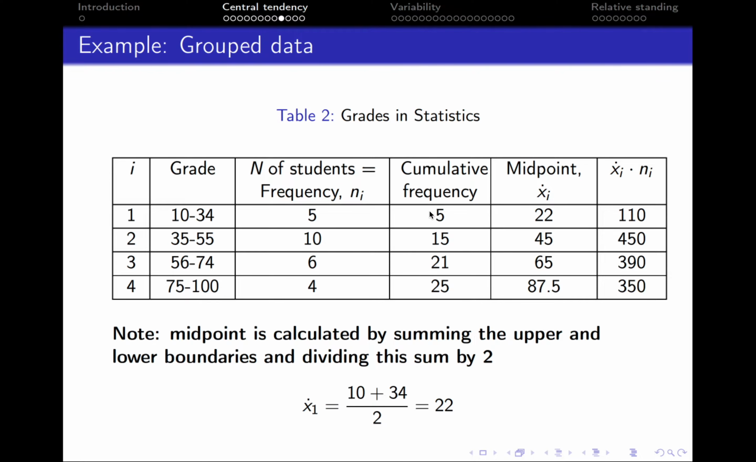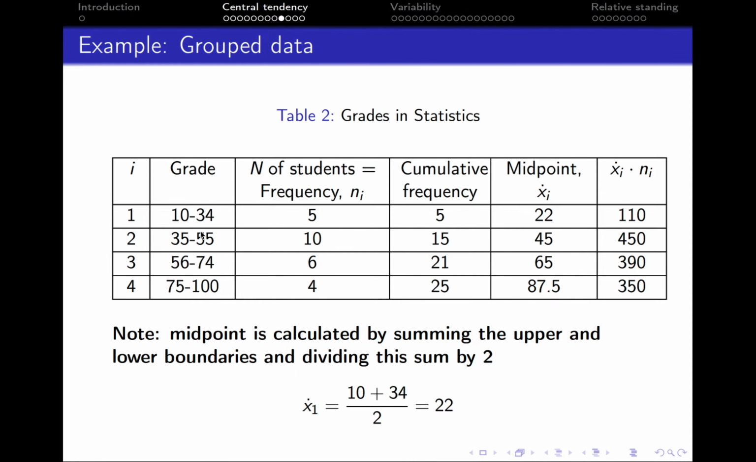After we've calculated cumulative frequency, we can move to calculating the midpoint. To calculate the midpoint, you can use this note below, which says that the midpoint is calculated by summing the upper and the lower boundaries and dividing this sum by 2. So for example, in the case of the first class, the lower boundary is 10, the upper boundary is 34. So 10 plus 34 divided by 2 is 22. So the midpoint in the first class is 22.